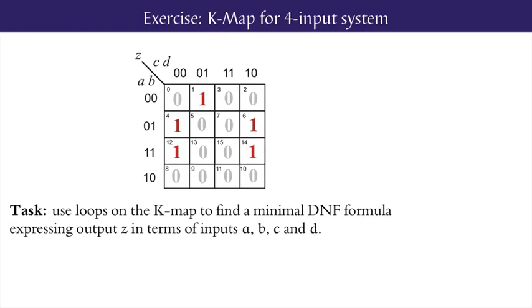Now it's time for you to get some practice looping K-maps yourself. This K-map for output Z, depending on inputs A, B, C and D, contains a total of 5 1s in cells 1, 4, 6, 12 and 14. Your task is to use as few loops as possible and as large loops as possible to cover these 5 1s. Then translate your loops into conjunctions to get the minimal DNF.